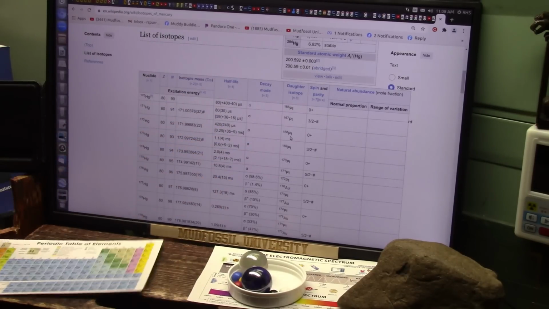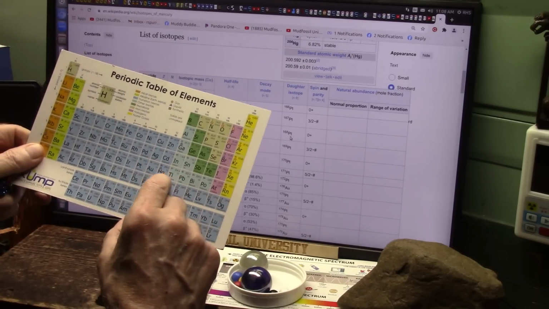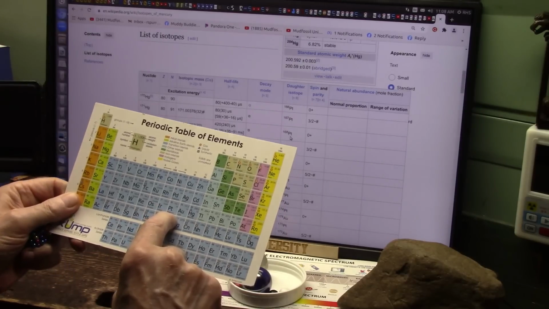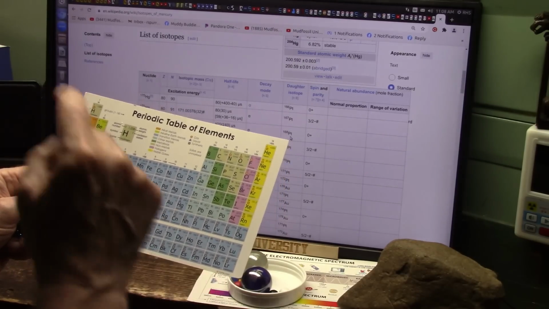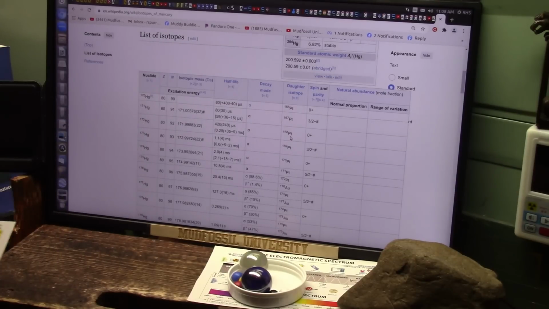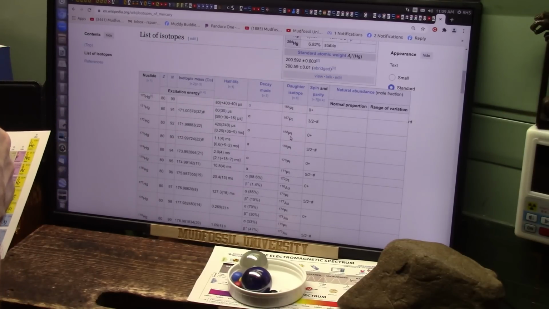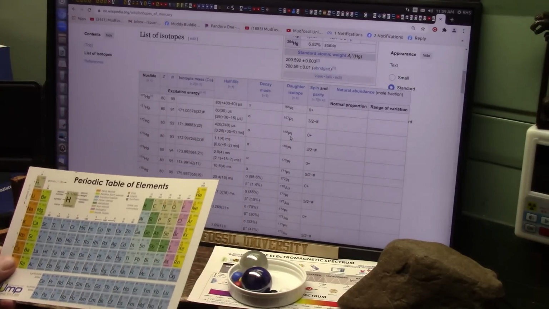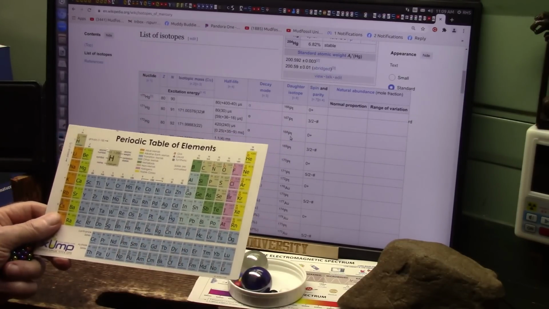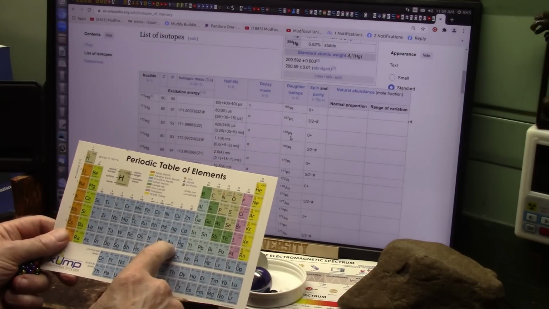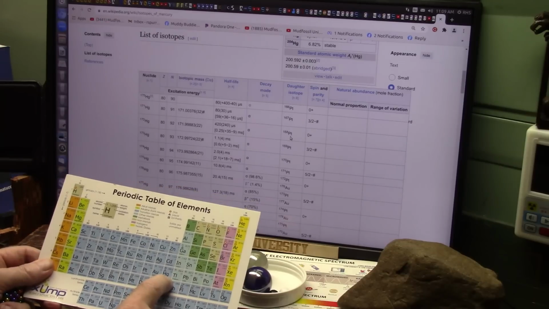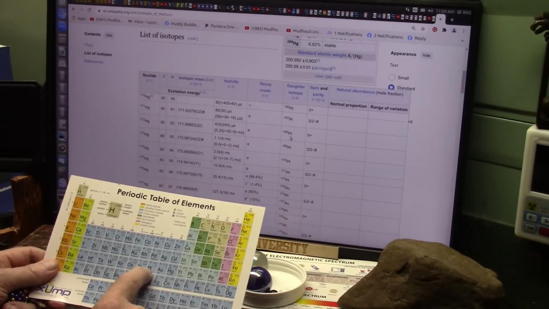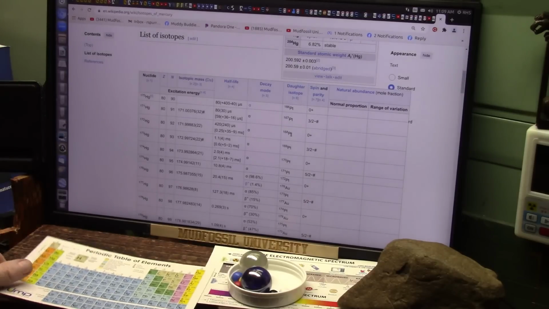Well, Pt, which is platinum. All right, Pt is platinum. So it can actually decay into platinum. It can go right past gold into platinum, but it can also decay into gold.